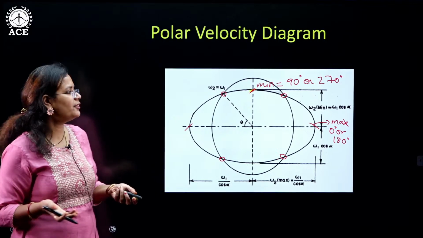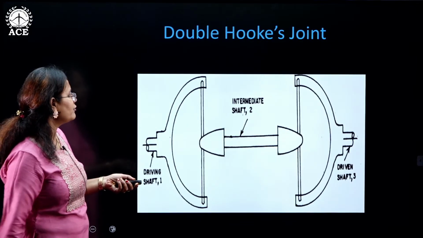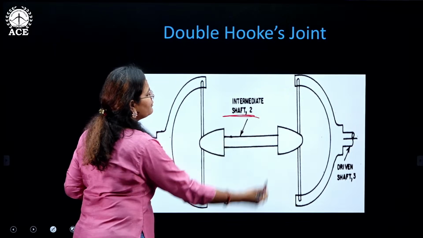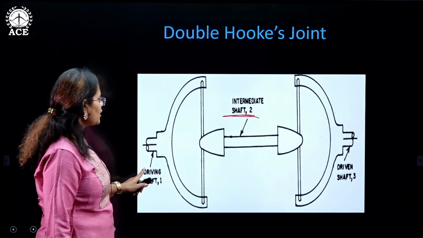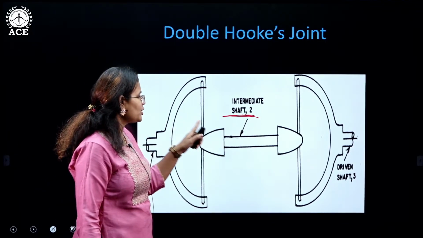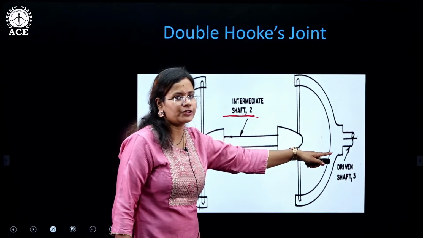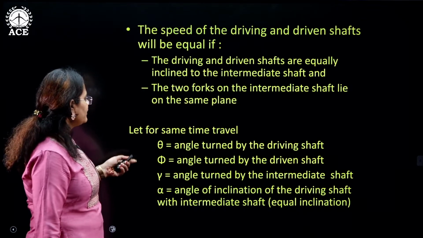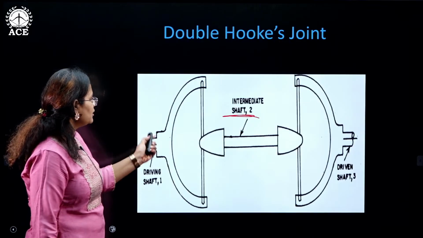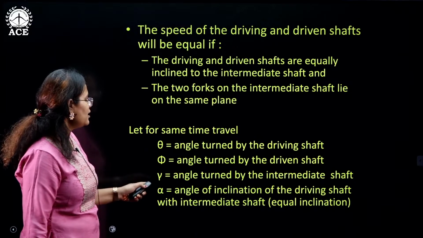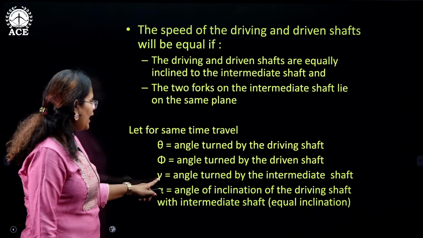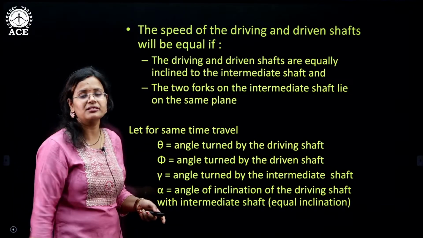In order to have that, we have a double Hooke's joint where an intermediate shaft is given, so that the motion is transmitted from the driving shaft to the intermediate shaft, and then from the intermediate shaft to the driven shaft. Let's say the angle turned by the driven shaft is theta, by the driving shaft is phi, and gamma is the angle turned by the intermediate shaft.